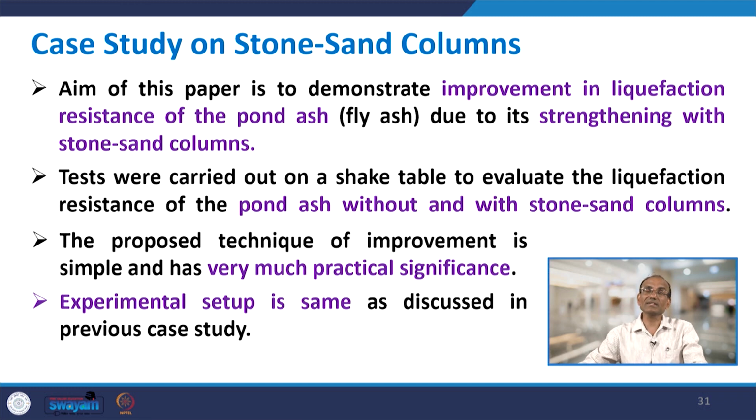And here, what has been used for strengthening? Stone sand columns have been used. We discussed stone sand columns when we talked about the first chapter of this module, that is, different types of ground improvement techniques. The stone column is a kind of reinforcement technique, and the second technique was the granular piles.